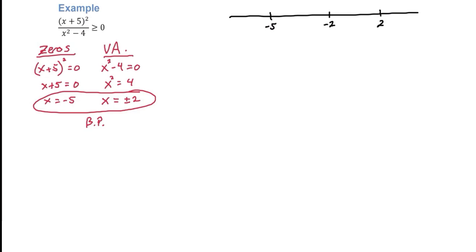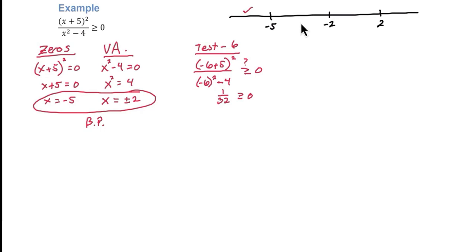We want to choose a test point within each interval and plug it into the original inequality to see if it's true or false. In the first interval, let's pick a number smaller than negative 5, say negative 6. So let's test negative 6 in the original inequality. We're asking, is this greater than or equal to 0? In this case, we get 1 over 32 is greater than or equal to 0, which is true. So we'll make a note that that first interval is good.